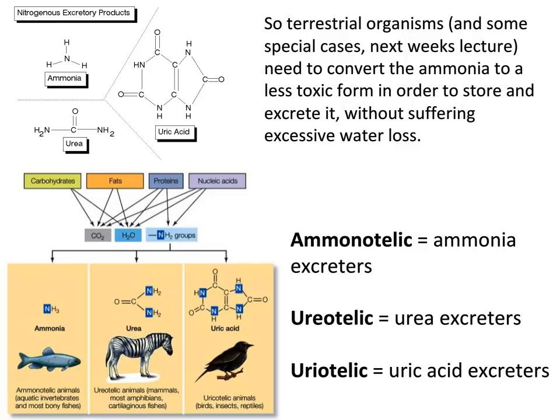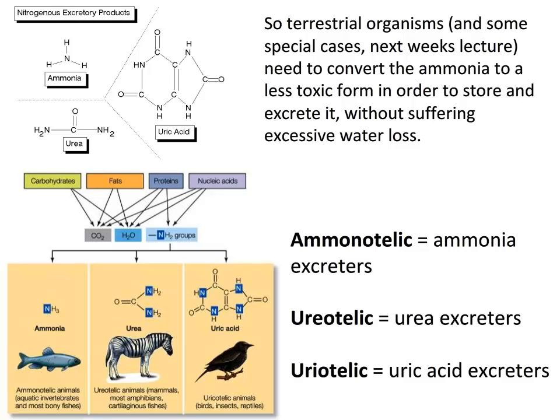Well, the solution is simple. If ammonia is toxic, convert it into something that's less toxic. So, if we live in water, we're going to be ammoniotelic, okay, so we're ammonia excretors. But when we start looking at terrestrial systems, we see organisms which are ureotelic and uricotelic.